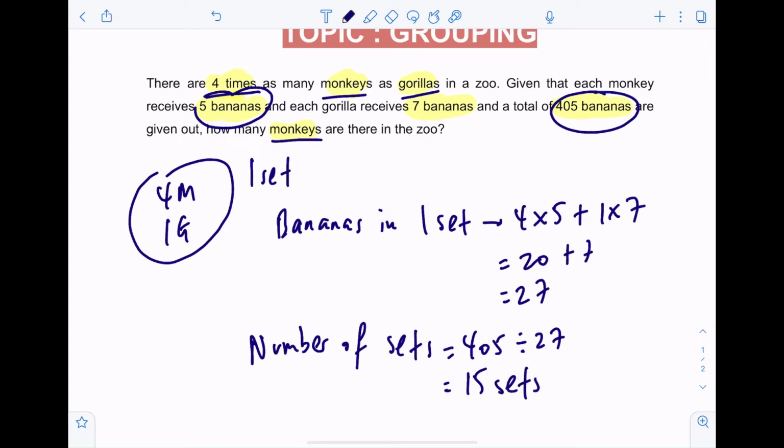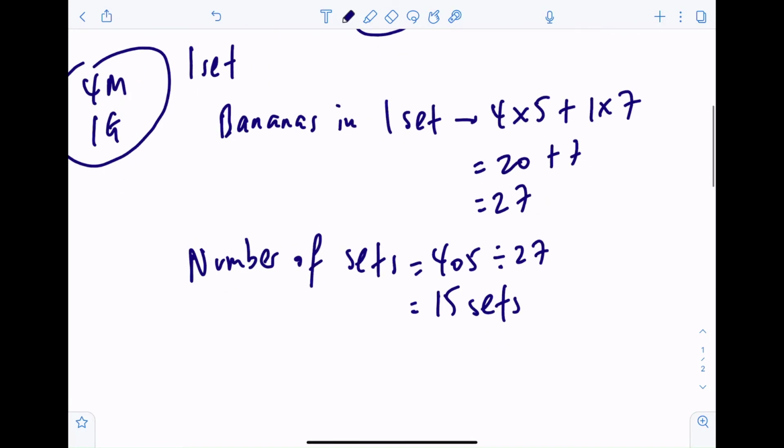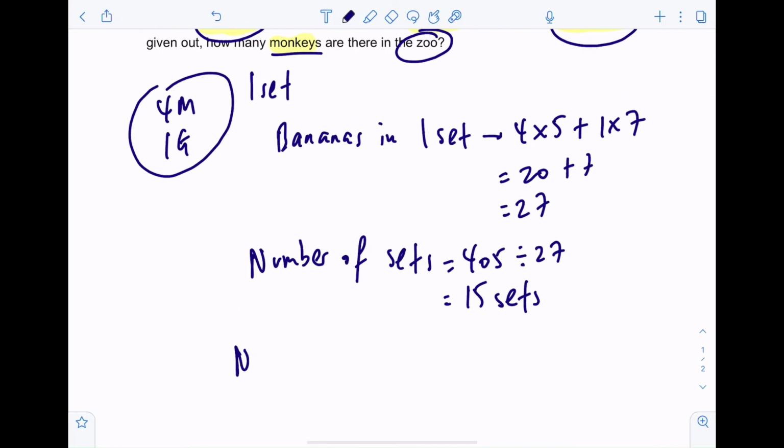How many monkeys are there in the zoo? Now in each set there's 4 monkeys. So the last step, number of monkeys, it should just be 15 multiplied by 4, which is 60 monkeys in this particular zoo.